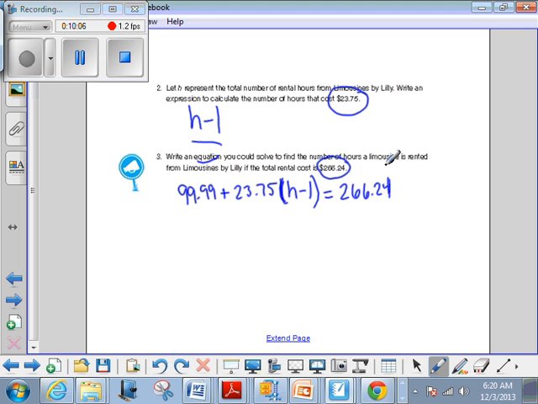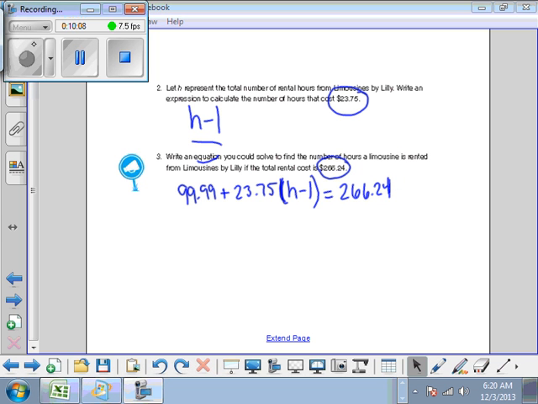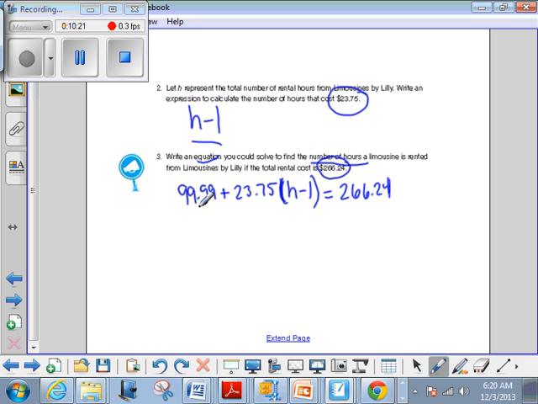So looking at that problem again, we wrote our equation, and we were looking for the number of hours, so that was our variable that we used. And our hours is going to be h minus 1, and that's because hour 1 is at $99.99.